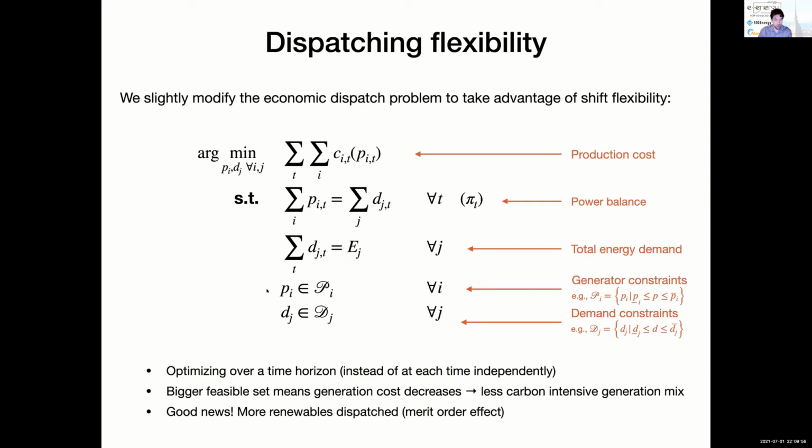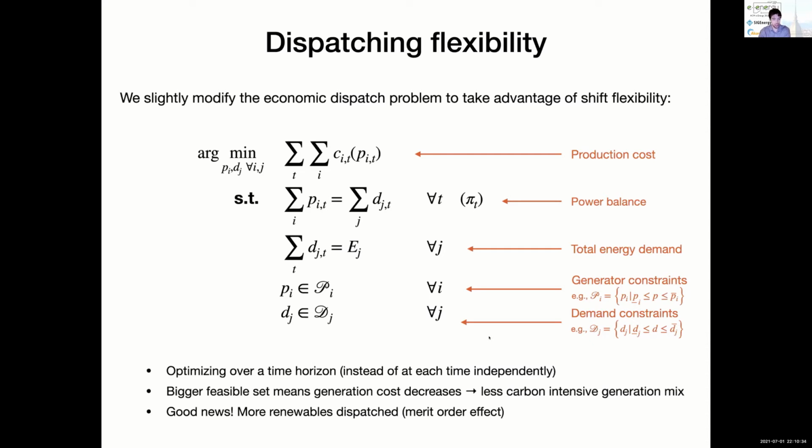In addition, we have some private constraints on the generators and loads. Now, the script D sub j set is what really represents the flexibility of the load. If D sub j is just a singleton, a single trajectory, that corresponds to the baseline case where there's no flexibility, and that's just nominal consumption of the demand. If we relax the upper and lower bounds, as shown on the right here, so the D underbar and D overbar are not the same, then there's some flexibility that can be dispatched.